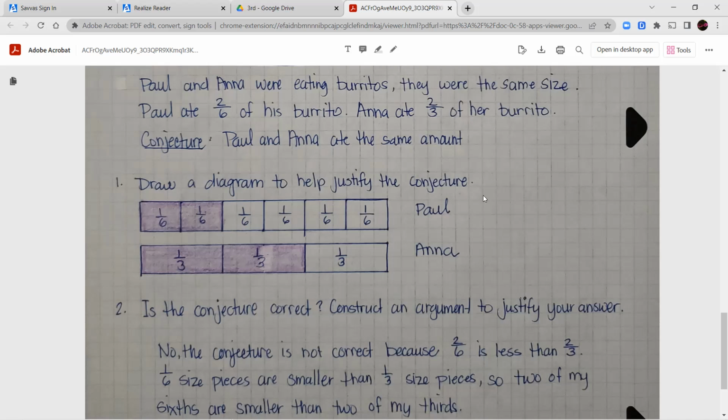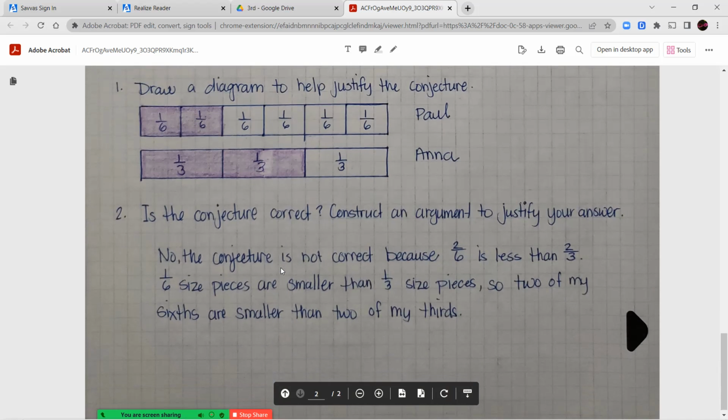So first we're going to draw a diagram to help justify the conjecture. So we have the same size whole. One of them is cut into 6 equal parts and one of them is cut into 3 equal parts. Paul ate 2/6, so we colored in 2 of the 1/6 size pieces. Anna ate 2/3, so 2 of the 1/3 size pieces are colored in here.